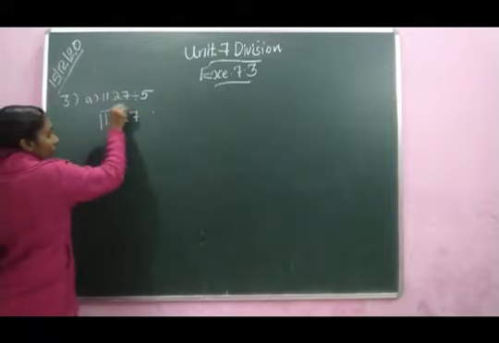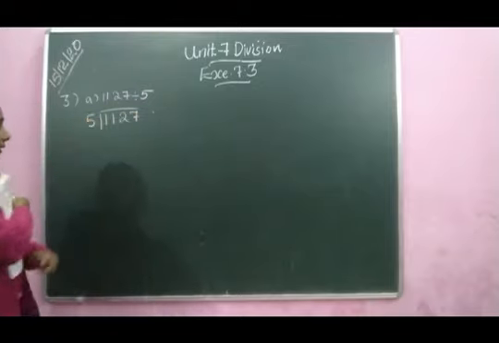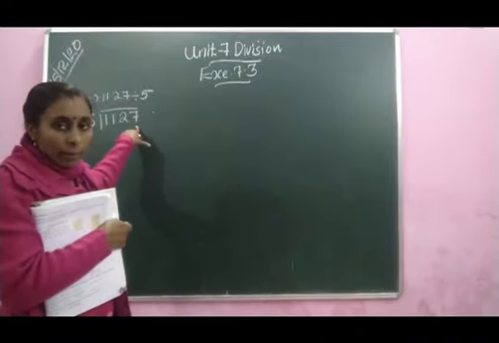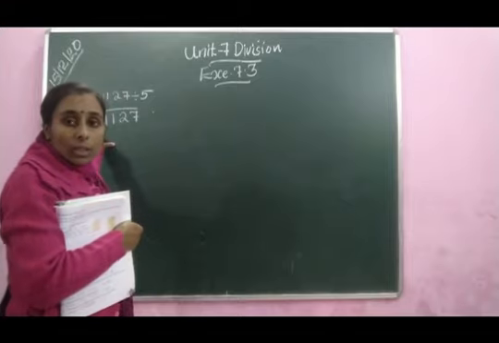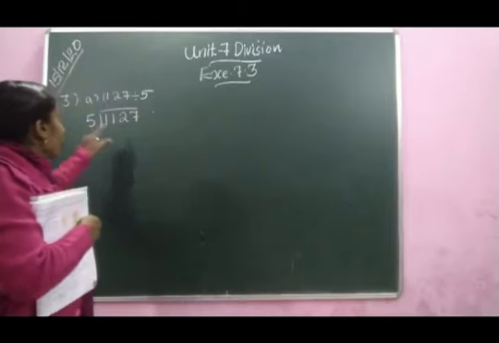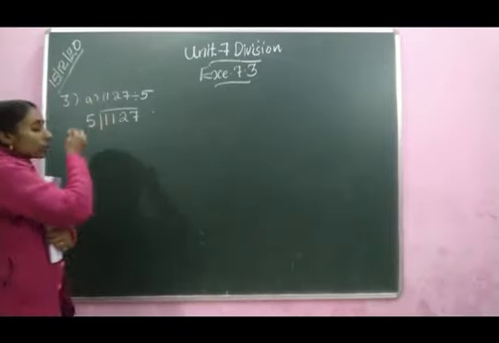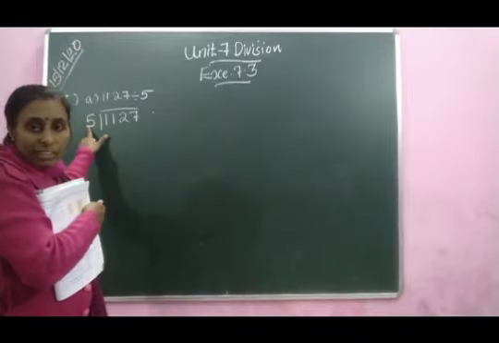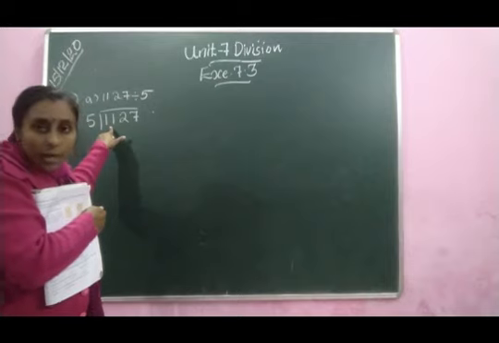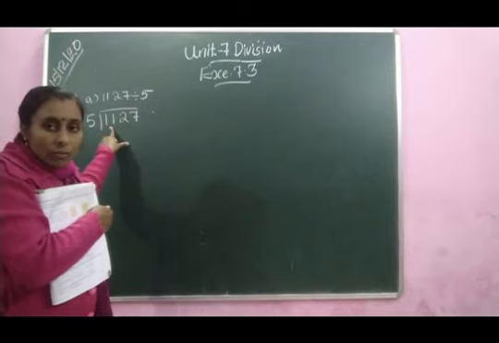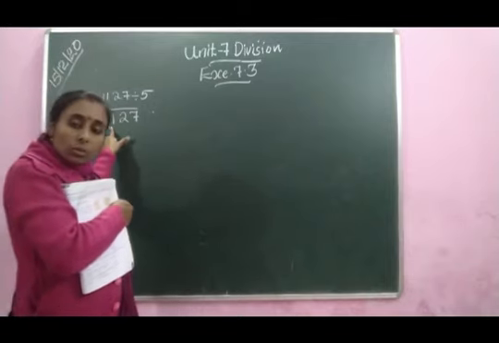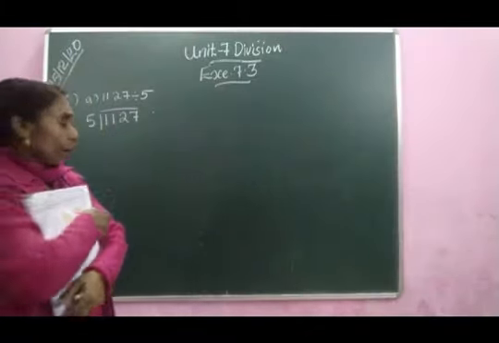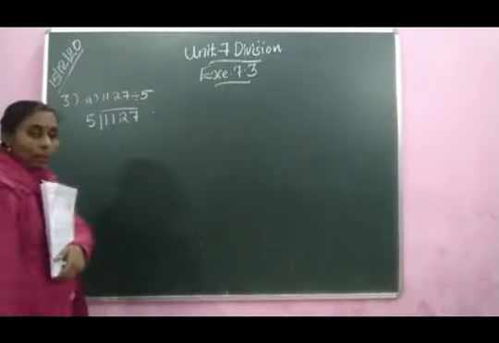1127 divided by 5. What is the dividend here? 1127. What is the divisor? The divisor is 5. Now, first we have to select one number from the dividend, that is 1. Can we select 1? No, we cannot choose 1 because 1 is smaller than 5. So we have to take one more number.